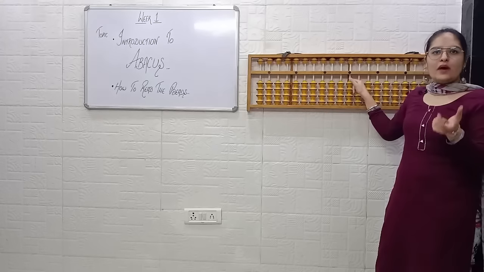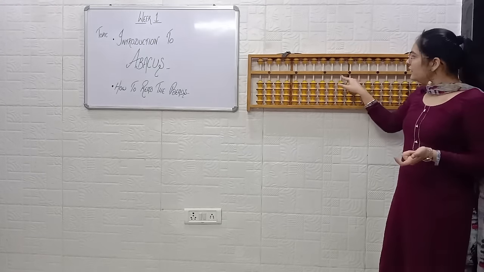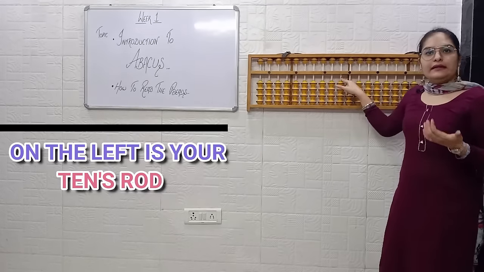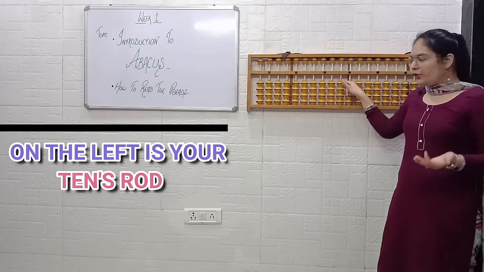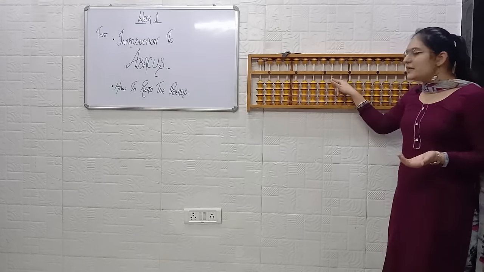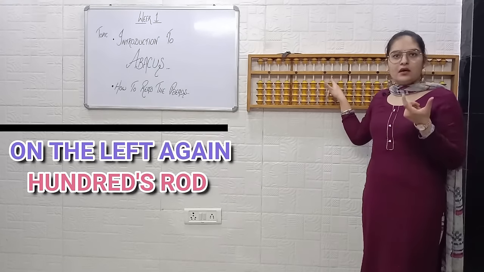In school, you say ones place. So here it's ones rod. On the left will be your tens rod. This rod is tens rod. On the left again, it's hundreds rod. What is this? Hundreds rod.